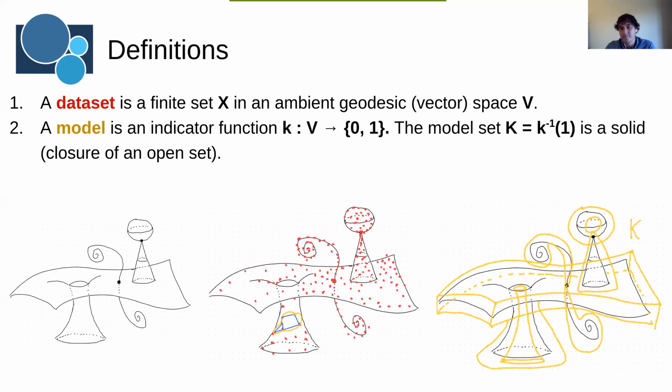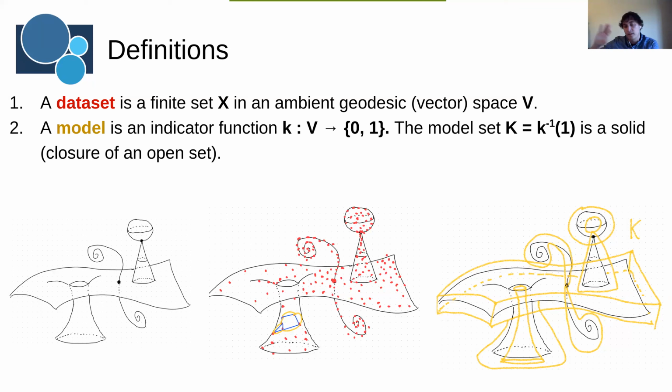What is a model? By a model here, I just mean a function from that vector space to the set {0, 1}. The model set is then the preimage of 1. And we require that preimage of 1, that model set, be what's called a solid, or the closure of an open set. This will remove some weird topological pathologies that we don't want to deal with. But it's still a pretty generic condition on the function k here. And whenever I say model, this is what I really mean.